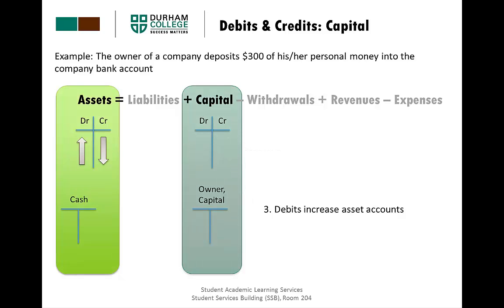In this example, the owner of a company deposits $300 of his or her personal money into the company bank account. The cash deposited becomes an asset of the company, so we know that the cash account is debited because it is increasing. The owner gave something to the company.